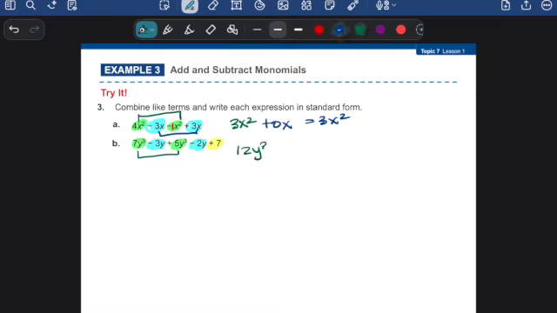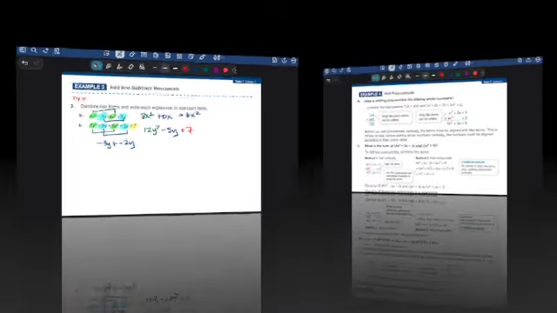And then I'm going to combine my y terms, negative 3y's plus negative 2y's. So I'm going to write that out. Negative 3y's plus negative 2y's, that is negative 5y's. And then I'll add my constant. I can't combine it with anything because I don't have any more constants.